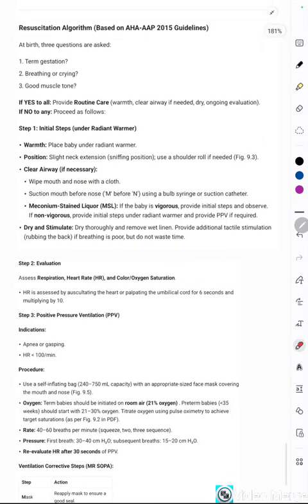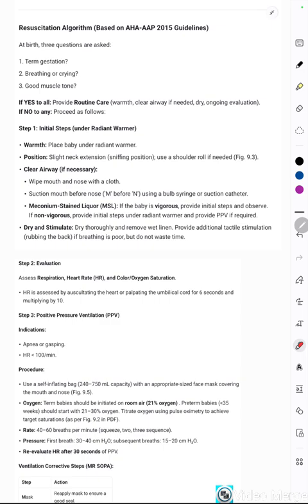Now the resuscitation algorithm. First, three questions are asked: whether it is a term gestation or preterm, whether the child is breathing or crying, and whether there is good muscle tone. If all three factors are present, then routine care is given, that is provide warmth to the baby, dry the baby, clear the airway if needed, and ongoing evaluation.